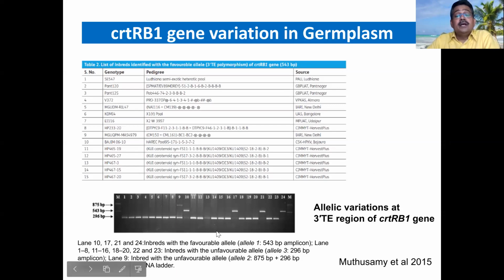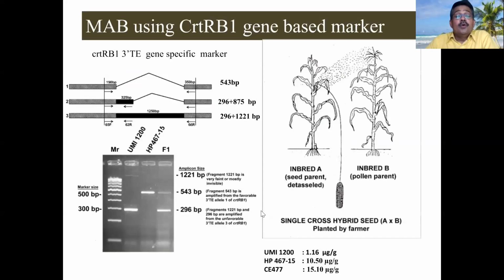So this is one of the works with IARI. They also screened tropical inbreds, and only those donors which have the 543 base pair allele have high beta carotene. Okay, so now you have the donor. Now you have to select which hybrid, which parental line, you have to introduce this beta carotene into. By that we can convert our own hybrid into a high beta carotene one. This is the picture I already explained: whenever you have the 543 base pair allele, it is high beta carotene.